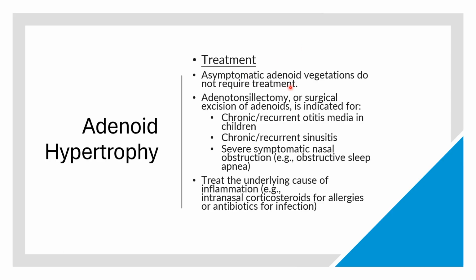Treatment. Asymptomatic adenoid vegetations do not require treatment. Adenotonsillectomy or surgical excision of adenoids is indicated for chronic or recurrent otitis media in children, chronic or recurrent sinusitis, severe symptomatic nasal obstruction, for example, obstructive sleep apnea.